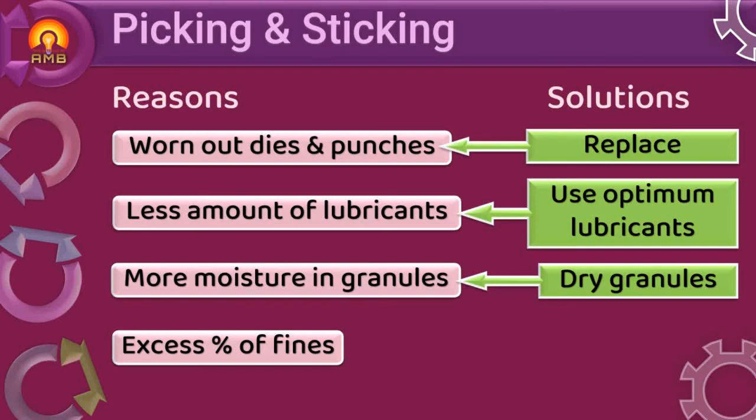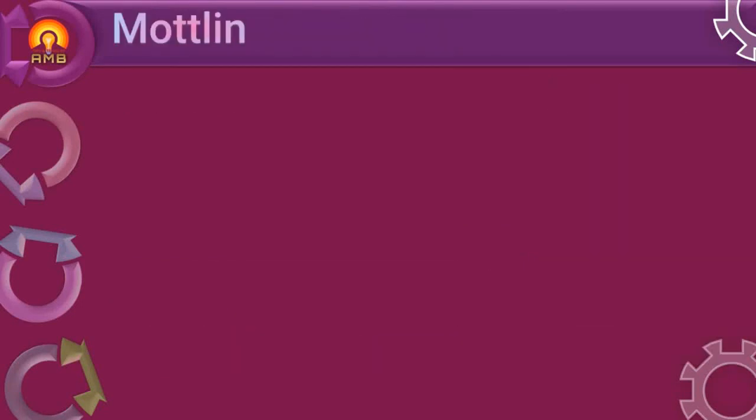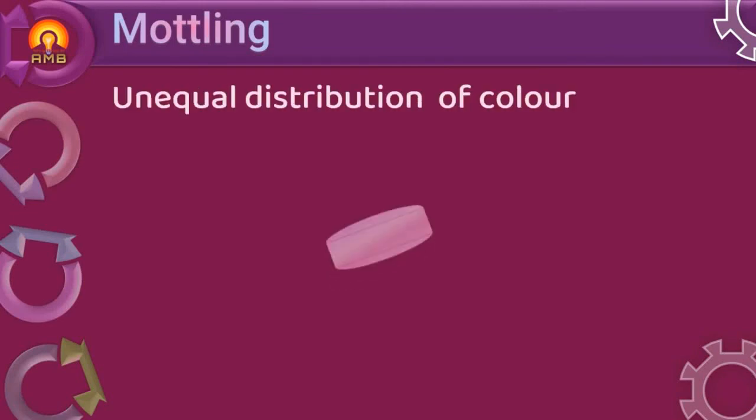And it can also be prevented or corrected by reducing the quantity of fines from the granules. Now the next defect is mottling. If a tablet has an unequal distribution of color on its surface, it is called mottling. So unequal distribution of color is nothing but mottling.